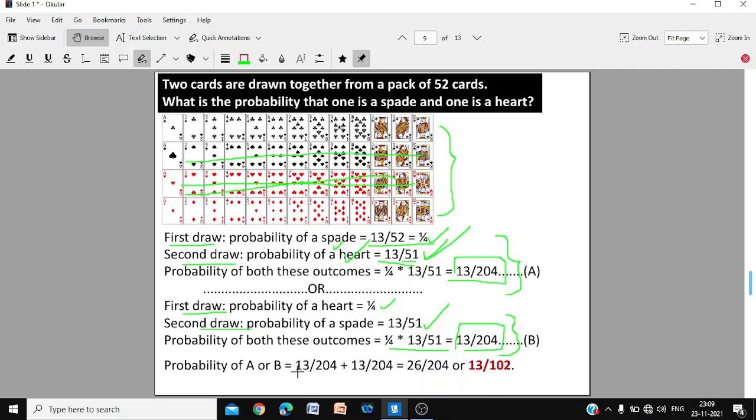And means multiplication. Or means addition. So this is 13 by 204 for A plus 13 by 204 for B, giving you 13 upon 102 as the final answer. Or means addition. This and this are added. When you get 13 by 204 plus 13 by 204, 26 by 204 or 13 by 102. Here we said and means multiplication. This is or, either A or B. For or we are adding, or means addition, and we get 13 by 102.